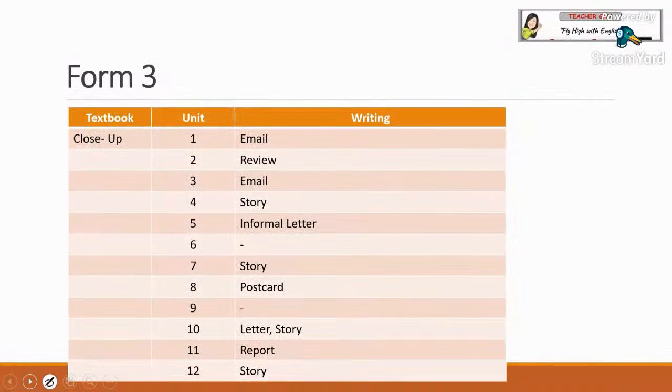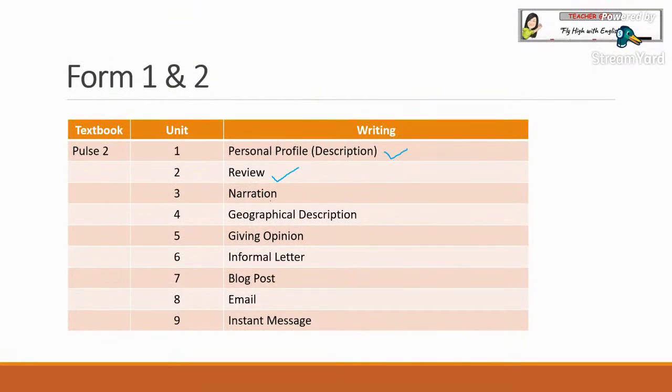Okay, sorry, because of the animation. Okay, number 3, you have the narration. Narration is a story. Geographical description is describing a place. And then you have giving opinion. This one can be in an article. And then informal letter, blog post. This is more like a story, a blog post story about your, maybe trip somewhere. So you write a blog.